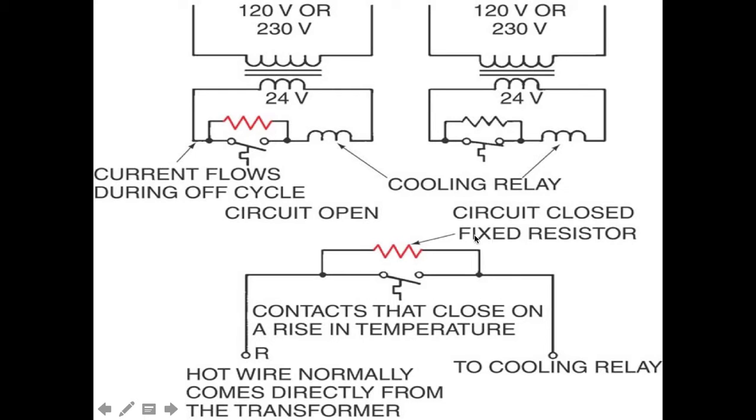And the anticipator used in a cooling thermostat is a fixed resistor. It is not adjustable as you would find in a heating system or in a heating thermostat. And the resistor is only operational when the thermostat is in its off cycle. When the thermostat is calling, the anticipator is actually bypassed because voltage and current will flow the path of least resistance, which is in your thermostat.